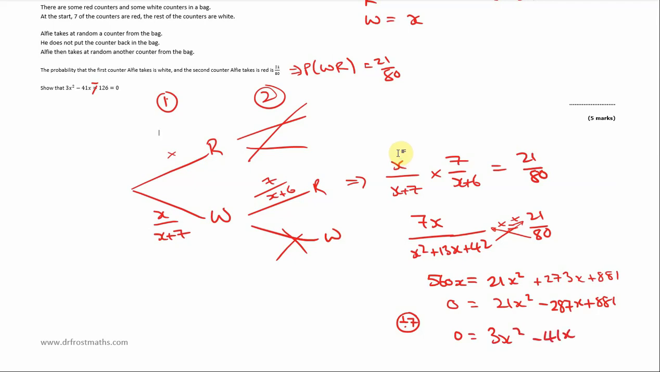So 287 divided by 7 is 41, and 881 divided by 7 is not quite what I want it to be. Let me double check my working on this. 6 times 7, I got that right, yep. And then 42 times 21, 882. So 882 divided by 7 is 126. Spot on. I've answered that question. We could go ahead and solve it if we went on to the extensions of factorizing, but we don't need to for this question.